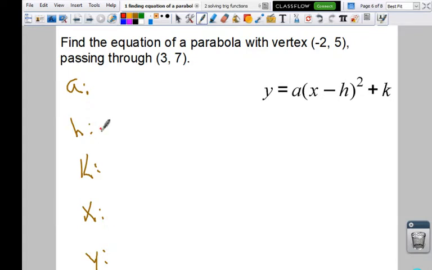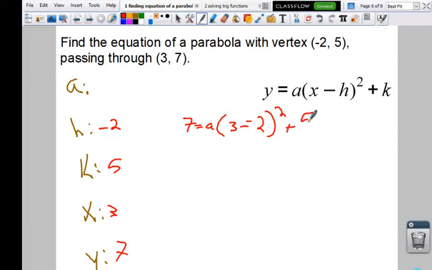Alright, so in this one, H is negative 2, K is 5, X is 3, Y is 7. Fill it in: 7 equals A, 3 minus negative 2 squared plus 5. Your first step is to get rid of this plus 5. Last time they were always plus 0, which doesn't do anything. But since this one is a plus 5, we got to get rid of it first by minusing 5. And then we get 2 equals A, 3 minus negative 2 squared.